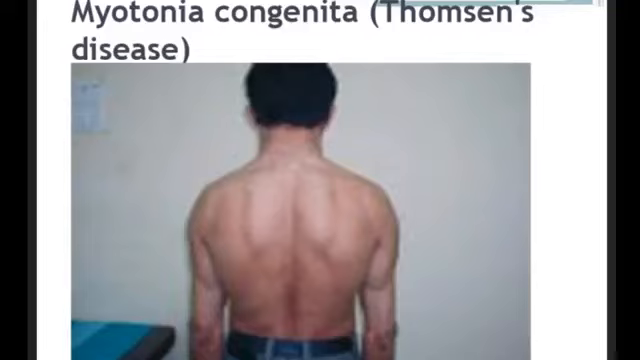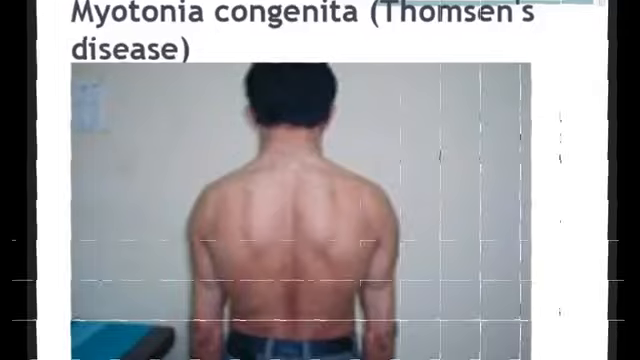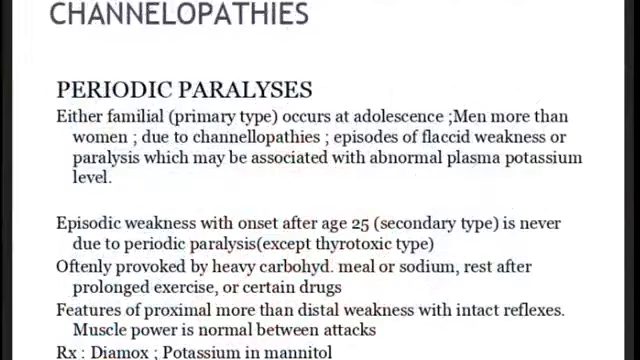A recessive form of myotonia congenita, which is called Becker's disease, with later onset, is associated with slight weakness and atrophy of distal muscles. Treatment with quinine sulfate, procainamide, mexiletine, or phenytoin may help the myotonia. Now we talk about hereditary metabolic myopathies, and the example is the channelopathies. The periodic paralysis is the example.